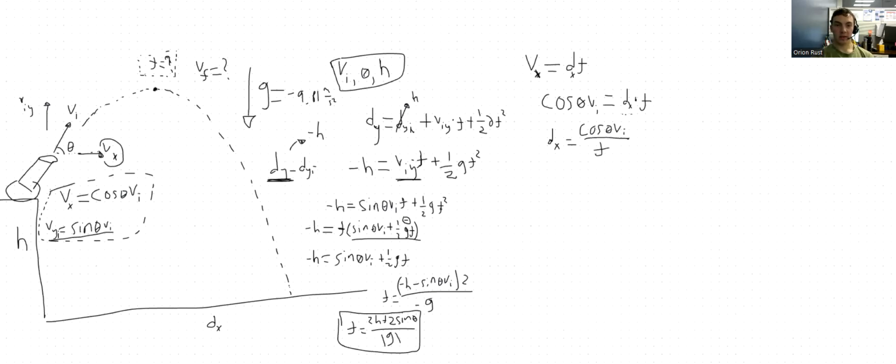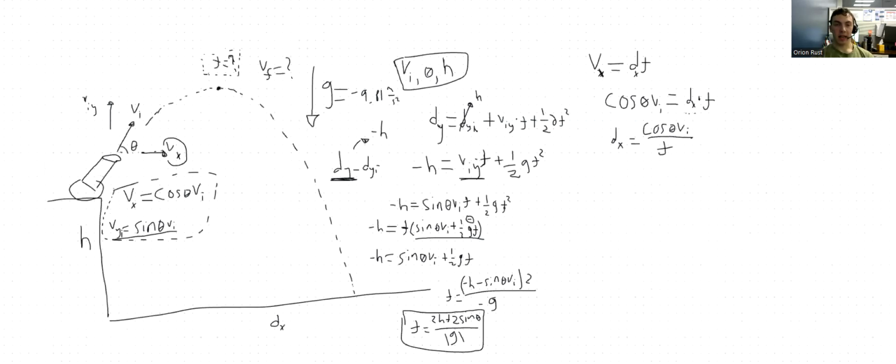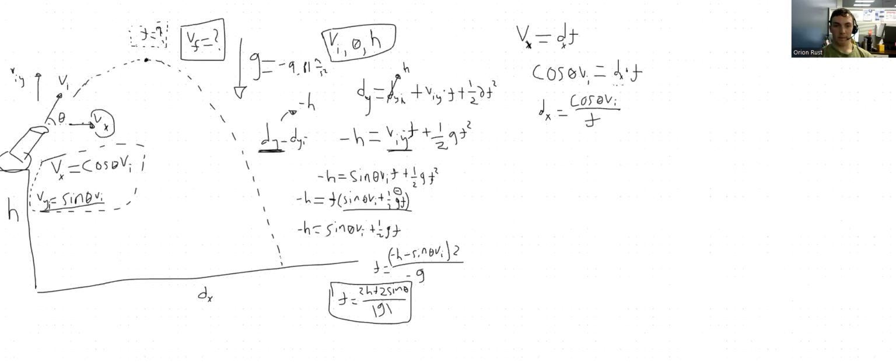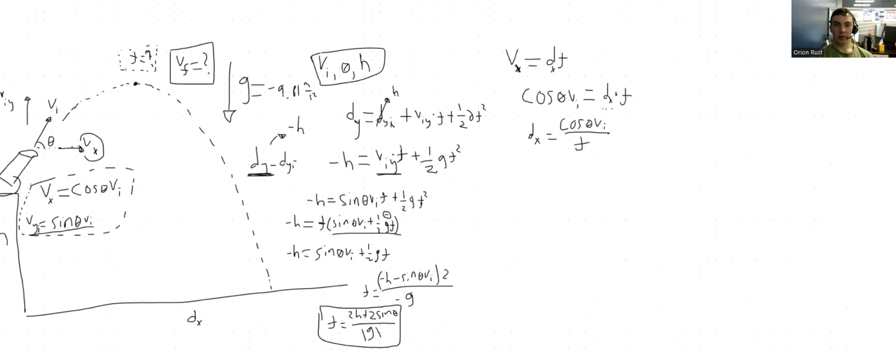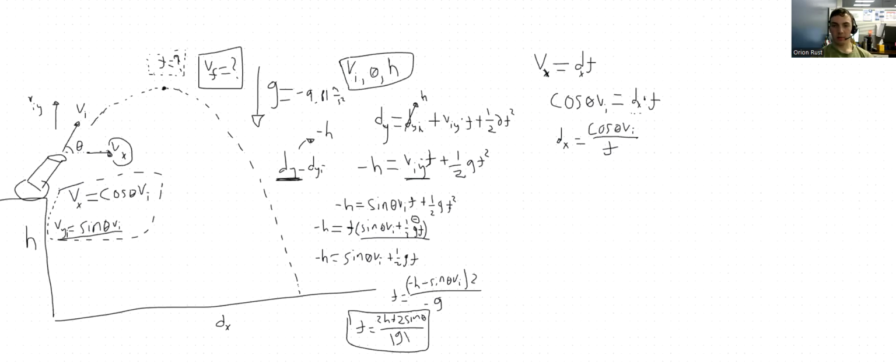That's our equation for our distance. That's what they could ask you. Now, this last part, the final velocity, is the hardest part to find. We found our velocity in the x direction. We found our final velocity.